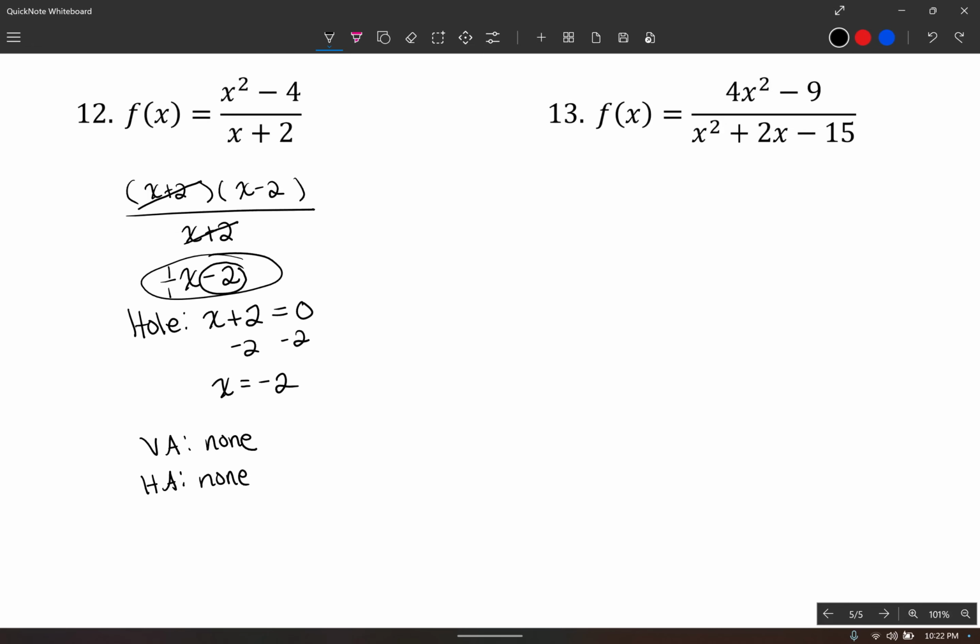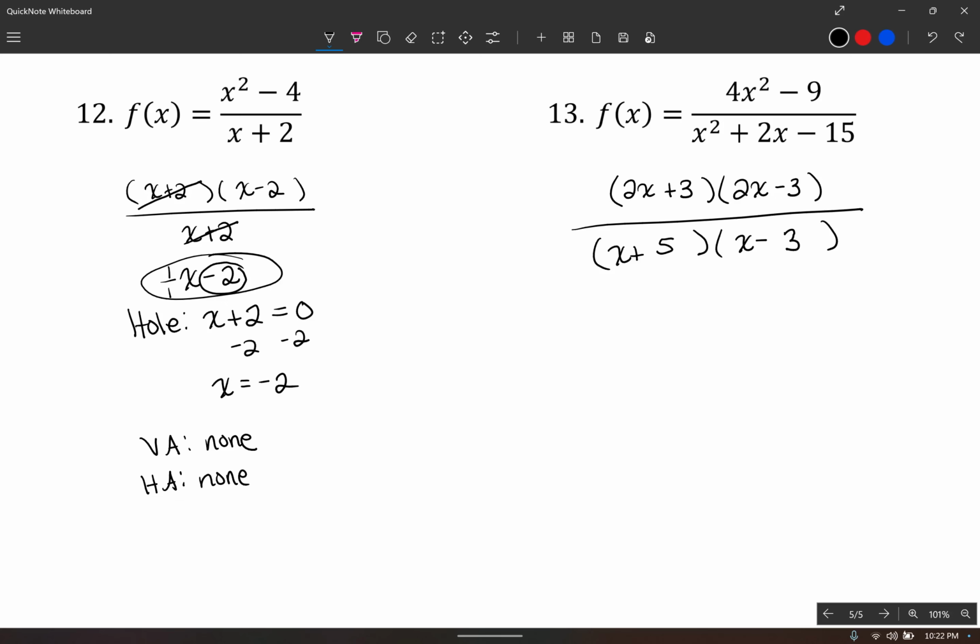All right, on this last one, we can factor the top. So let's do that. It may be helpful. We have the difference of two squares. So we have 2x plus 3 and 2x minus 3. We can factor the bottom. We have a plus and a minus. And then we have what multiplies to make 15 that will subtract to make 2, and that would be 5 and 3, but I need it to be positive 2, so 5 has to be positive, and 3 has to be negative.